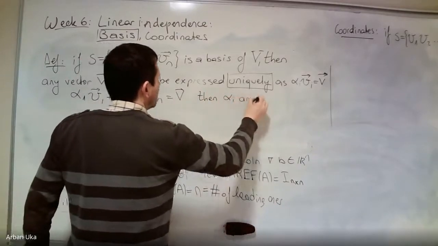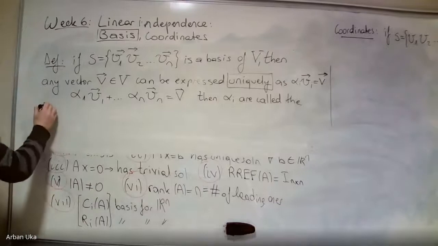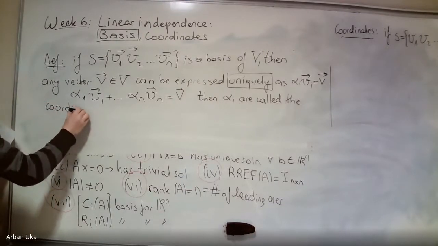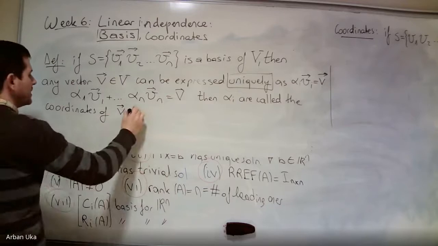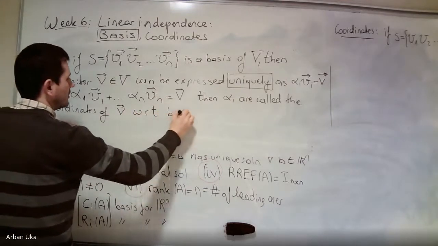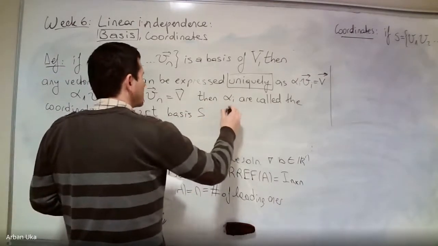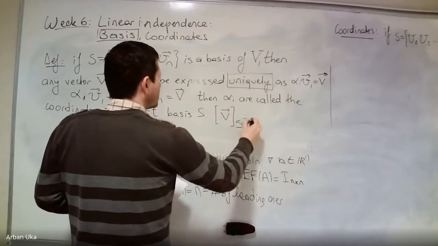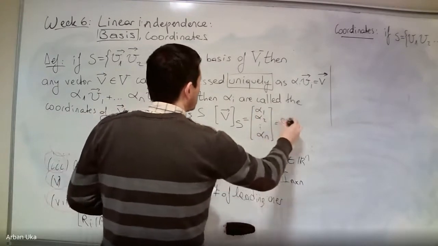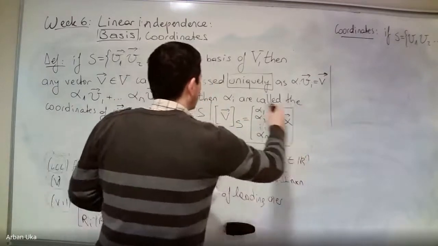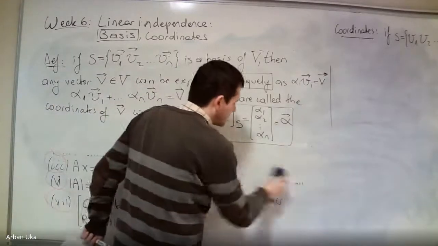Then the alpha i are called the coordinates of V, the coordinates of this vector V with respect to basis S. And we denote this as the vector V according to basis S. This is equal to alpha 1, alpha 2, up to alpha n, and this is all equal to a vector called alpha.